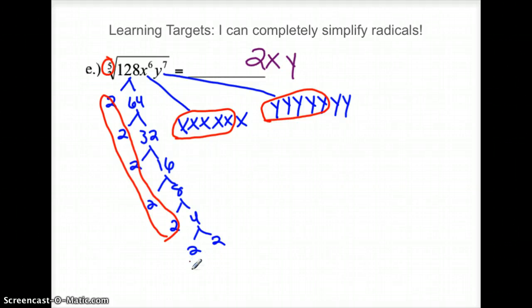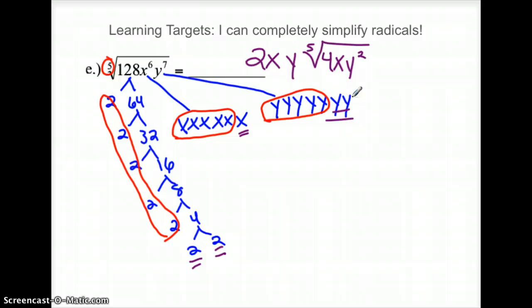Now what was left over? A 2, an x, and 2 y's. So in the 5th root house, all that stuff has to go back in. So the 2 2's we'd multiply to 4. My single x, and then my 2 y's I'd write as y squared. And bada boom, bada bing, there it is.